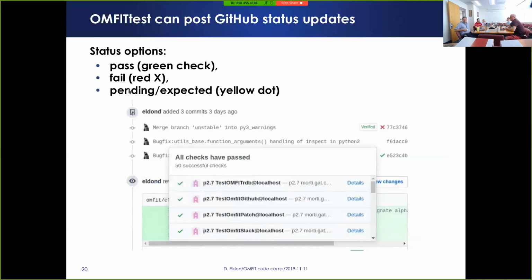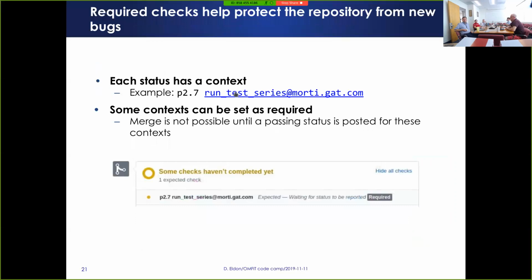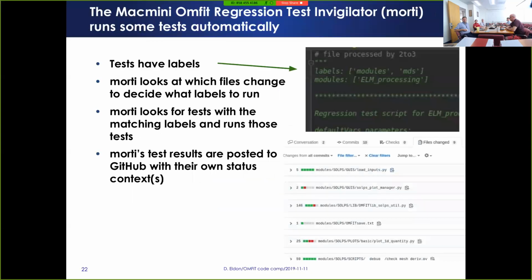It also has a pending or expected one. The way that works, for example, is there's this test context that's required. And this gets put on with a yellow dot onto every new pull request, saying it's expected that this will pass, and you can't actually merge into the main branch of the repo until you do pass this test. This protects us from some user who wants to commit lots of bugs. And the way this works is we have an automatic testing machine called the Mac Mini OMFIT Regression Test Invigilator, or Morty.